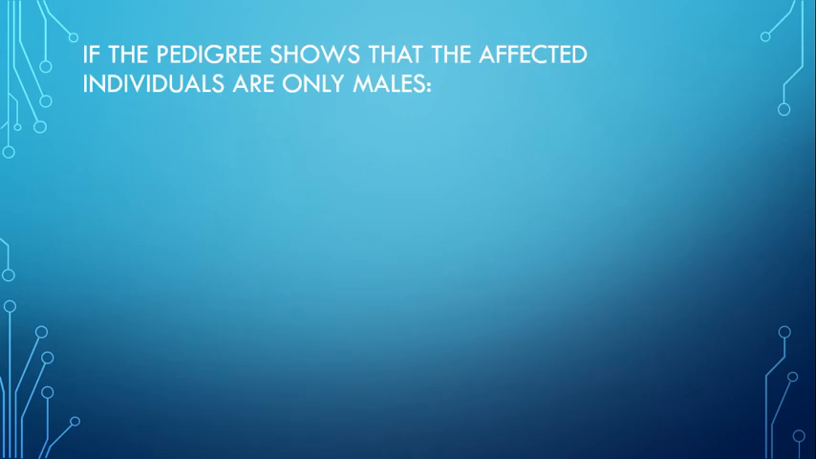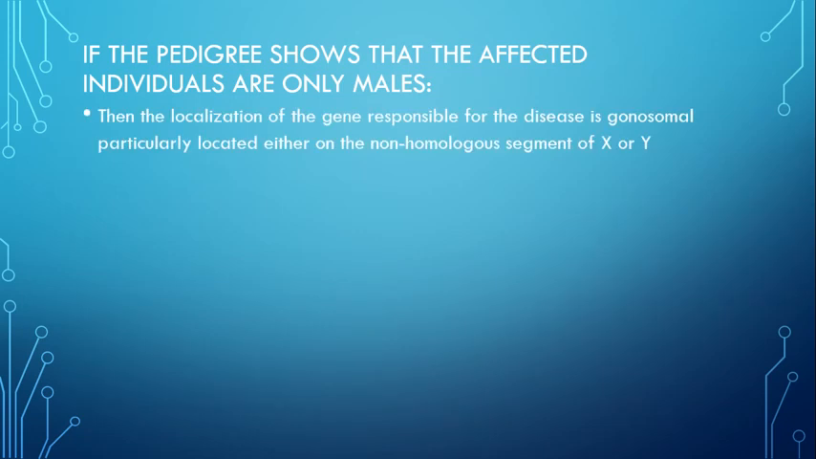If the pedigree shows that the affected individuals are only males, meaning that if you're looking at a big pedigree where only males appear affected and you cannot see any affected female, then you will directly know that the localization of the gene is gonosomal, because if it was autosomal, you would have seen an affected female. So since there are no affected females, this disease is carried by a gonosomal chromosome. Particularly, it shall be carried by either the non-homologous segment of X or the non-homologous segment of chromosome Y.